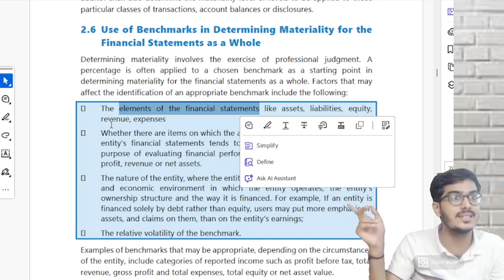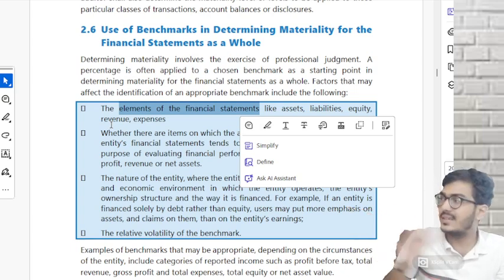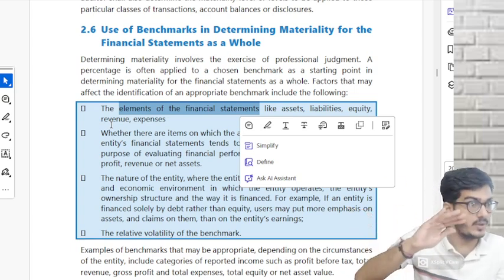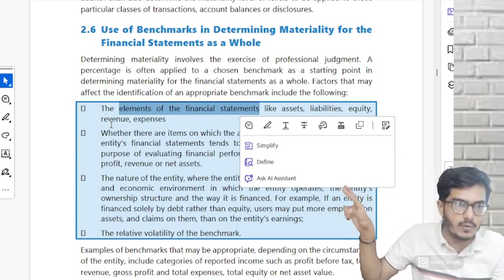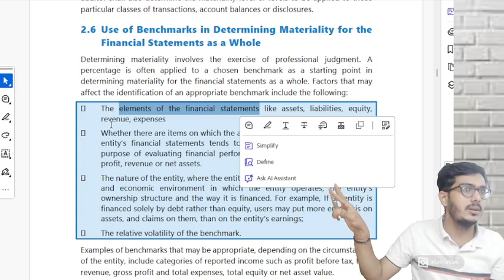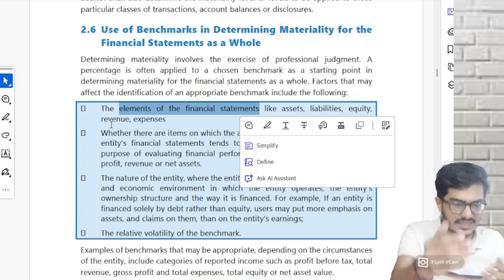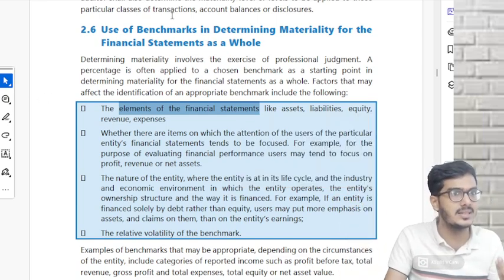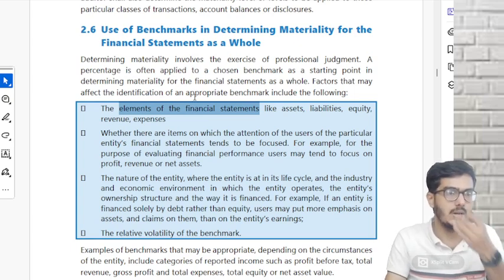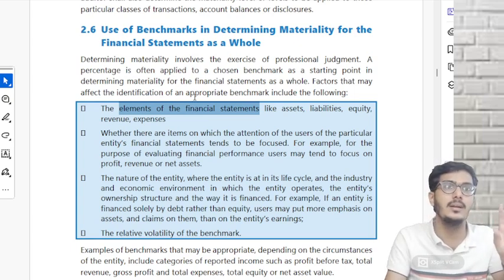Why? Because the assets is 7 crore. If the assets is 70 crore, I would have increased my materiality level to 20 lakhs. Understood? So on the basis of the benchmark you're selecting, you're going to decide your materiality level. These are the examples of benchmark. One example is asset. Another example is liability. Another example is equity. Another example is revenue, or turnover, or expenses. On any basis of this, you can select a benchmark.